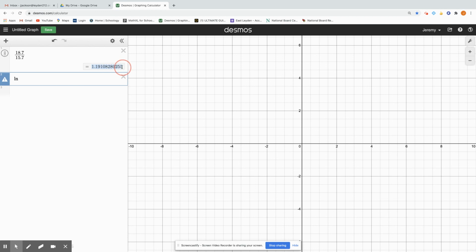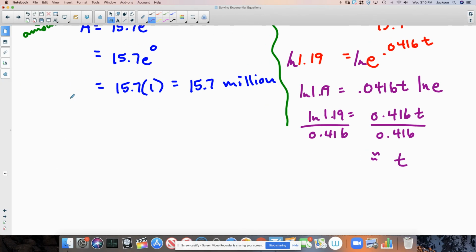Okay, so if I go to Desmos, I'm going to cheat a little bit. There it is. And if I take this whole thing and I divide it by 0.0416, oh, found it. There we go. Because we're talking about time in years, this is approximately 4.2 years. So t is approximately 4.2 years after 2000. So sometime in the middle of 2004 would be when that population reaches 18.7 million.